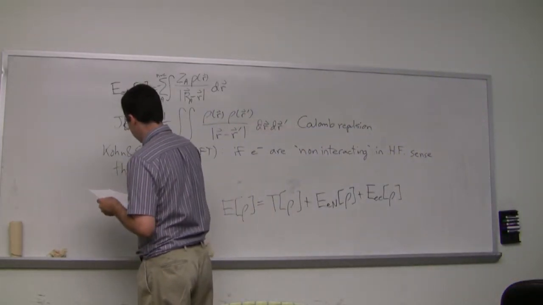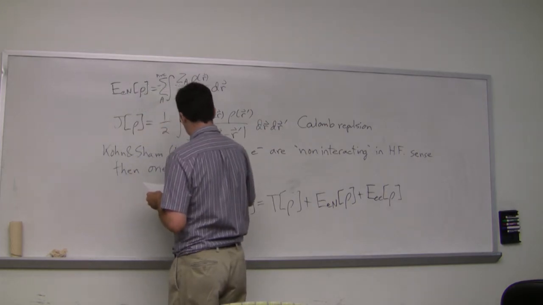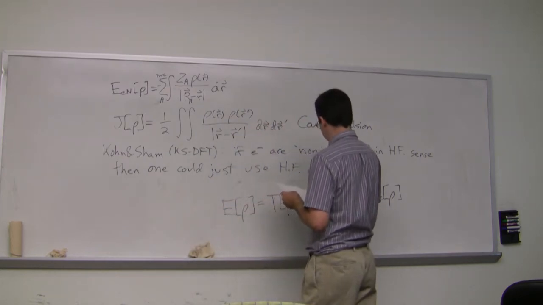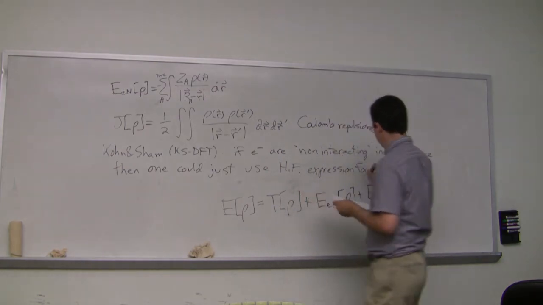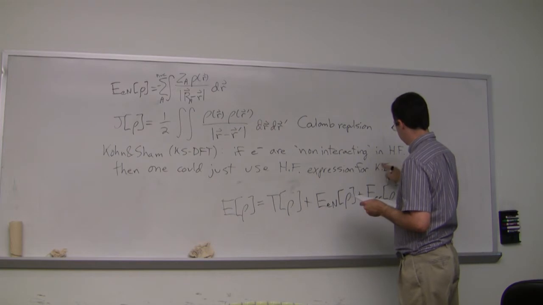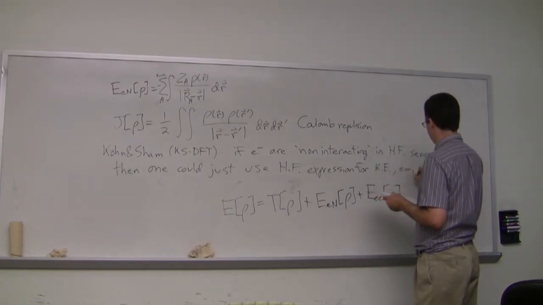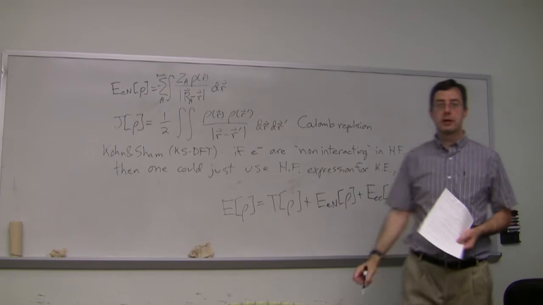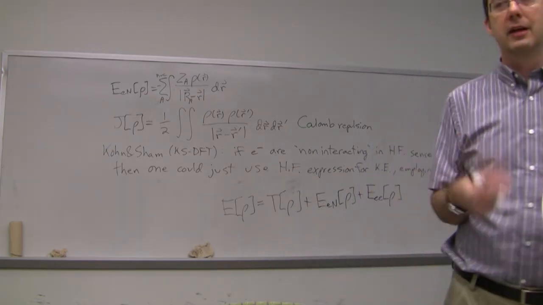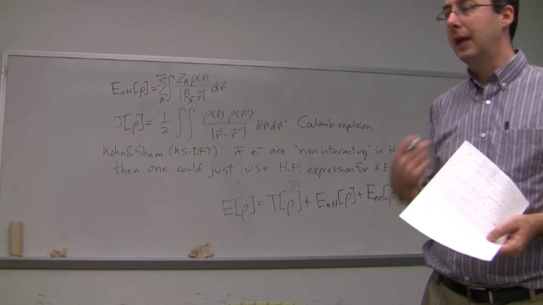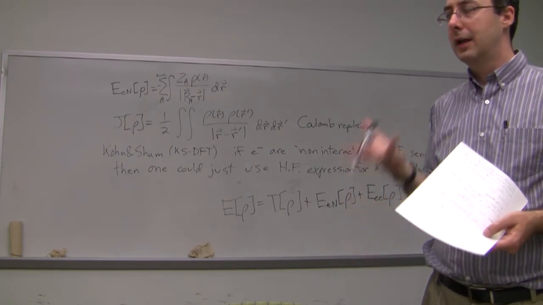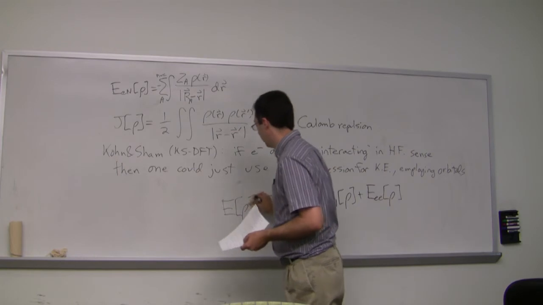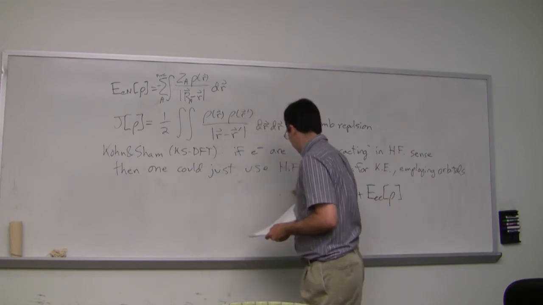Then one could just use the Hartree-Fock expression for the kinetic energy, using orbitals. So far in this discussion there haven't been orbitals. Now all of a sudden we're going to say, yeah, orbitals are kind of useful. Why? Because if I had orbitals, I would know what the kinetic energy was, because I can calculate the kinetic energy of an orbital, if the electrons are at some level independent of each other and occupying some orbitals.